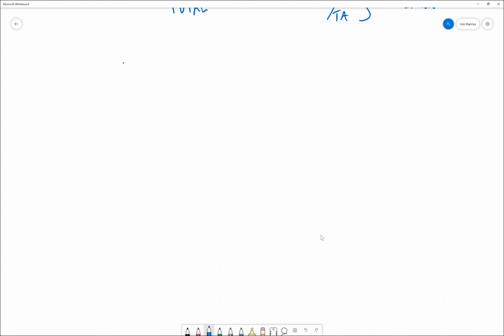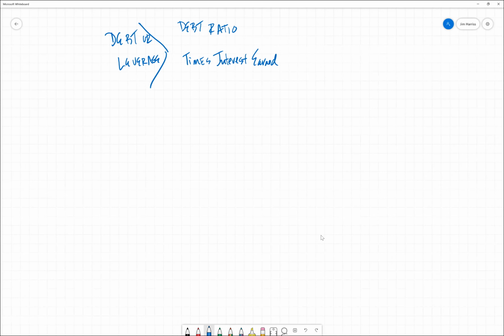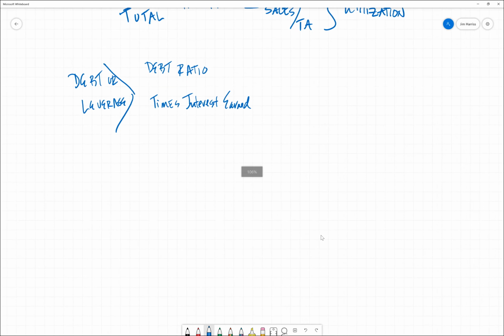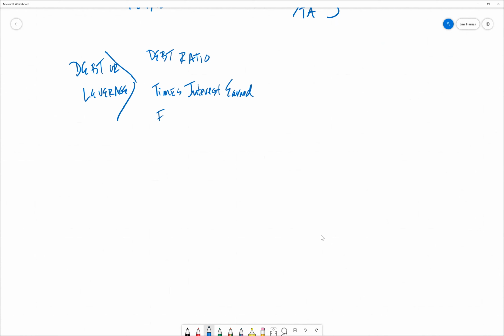The next group is debt or leverage. The first one is your debt ratio. Then you've got another one, your times interest earned. And then finally, I'm going to give you another one here, your fixed charge coverage.